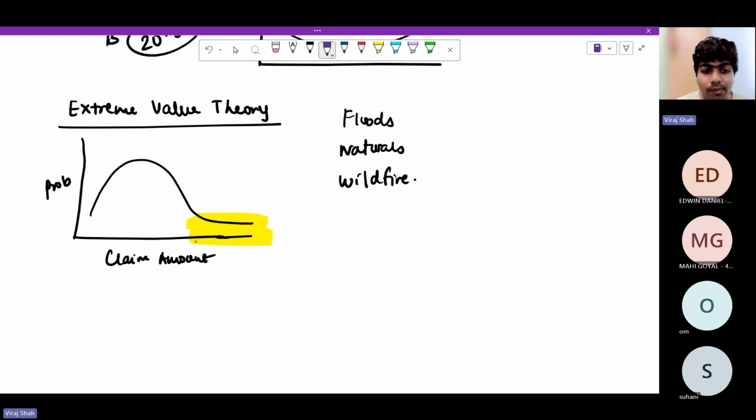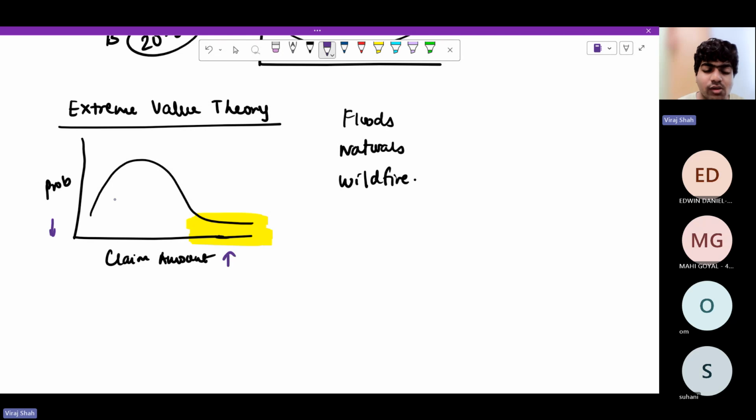If you see a higher claim amount, the probability is very low. Low probability, high claim amount. That is what we are trying to study. We are trying to study this yellow part. So this is what extreme value theory is.